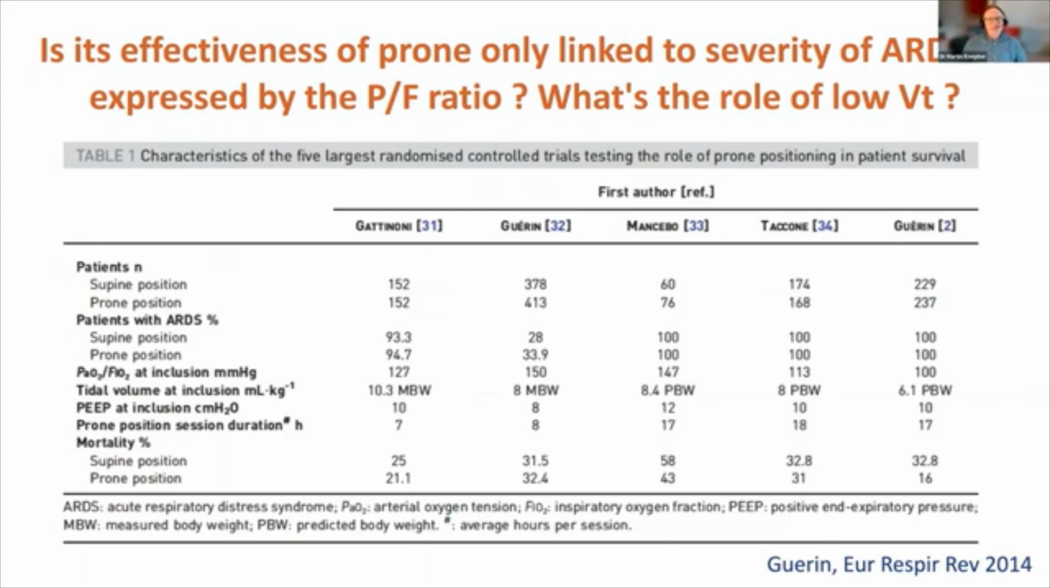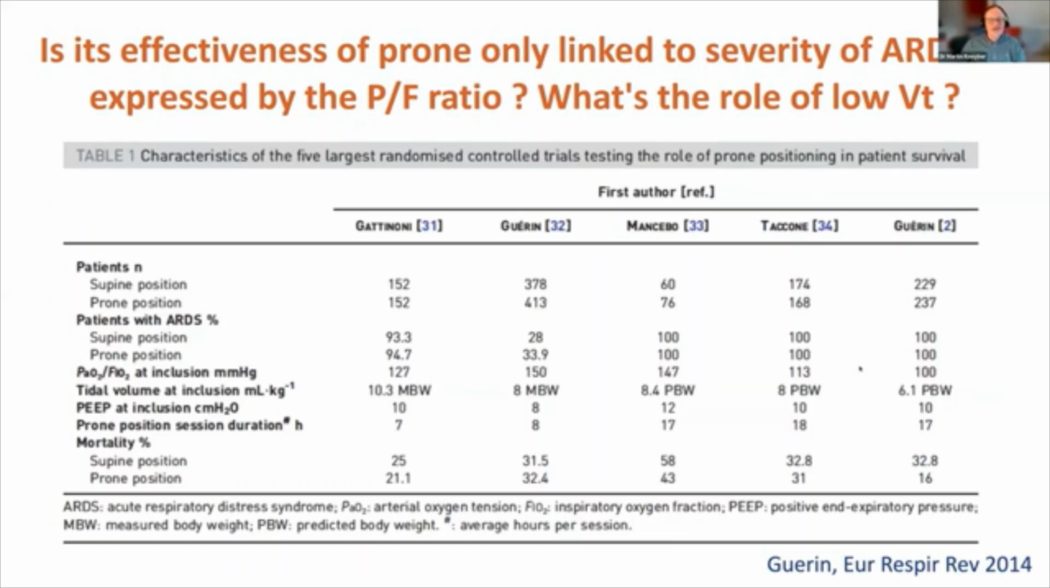The question is, is it only linked to the severity of ARDS? Because we see this systematic review with a PF of 100, but the Guérin trial had a PF of 150 as cutoff point. Or should we consider other aspects of lung protective ventilation, in particular the role of tidal volume?